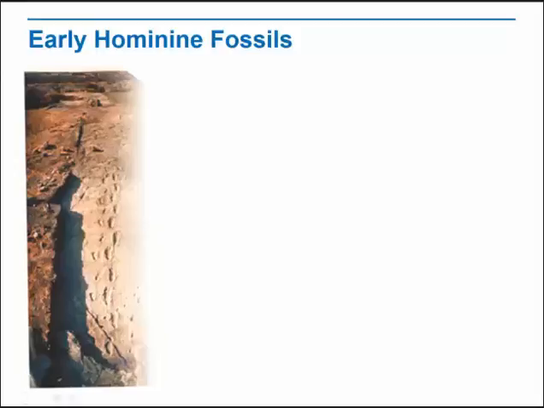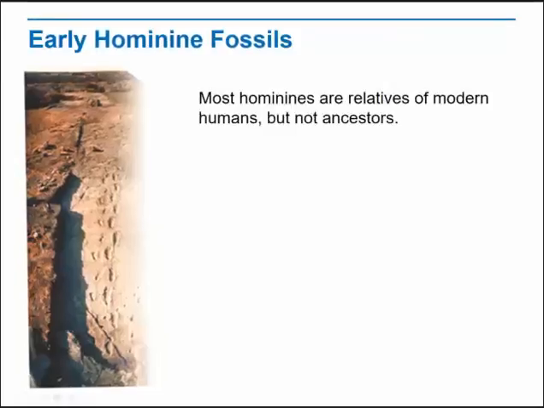Most paleontologists agree that the hominine fossil record includes 7 genera and at least 20 species. These diverse hominine fossils stretch back in time from roughly 7 million years ago. All of these species are relatives of modern humans, but not all of them are human ancestors.